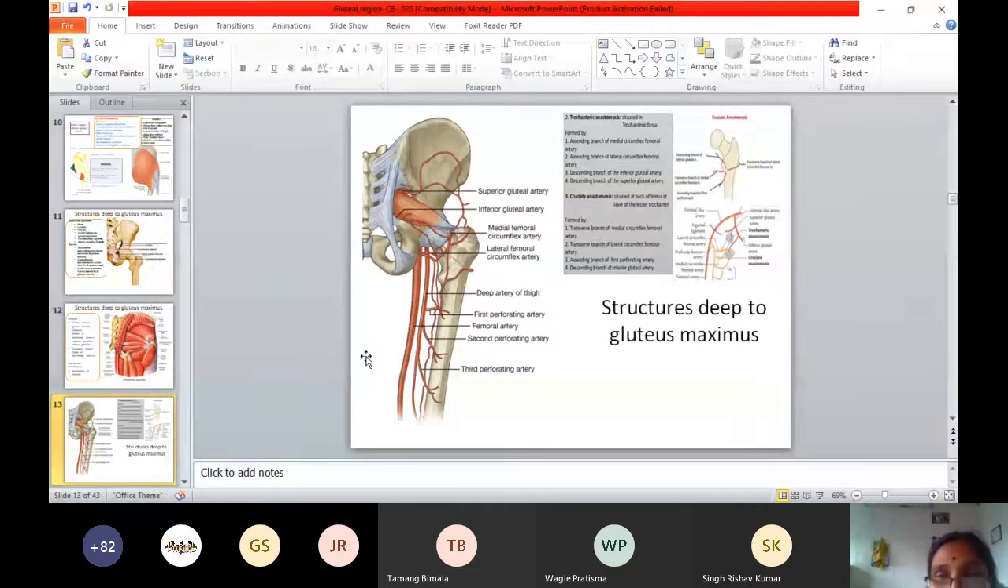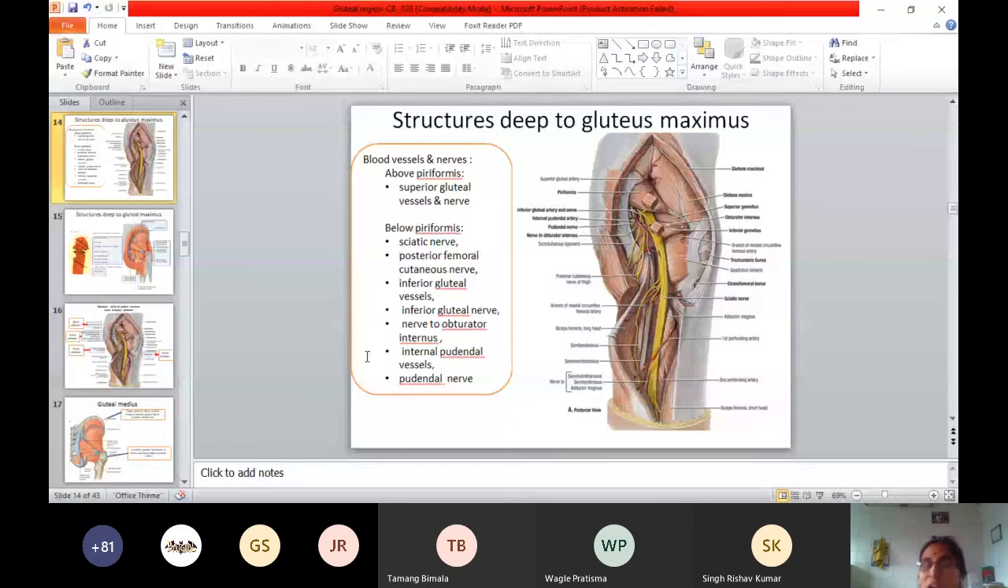So now, what are the neurovascular bundles deep to the gluteus maximus? The neurovascular bundles deep to the gluteus maximus, for easy purpose, are divided into two categories. The neurovascular bundle lying above the piriformis.